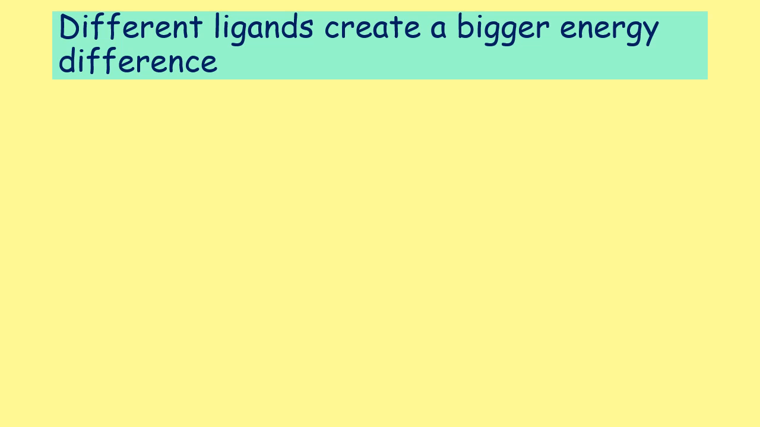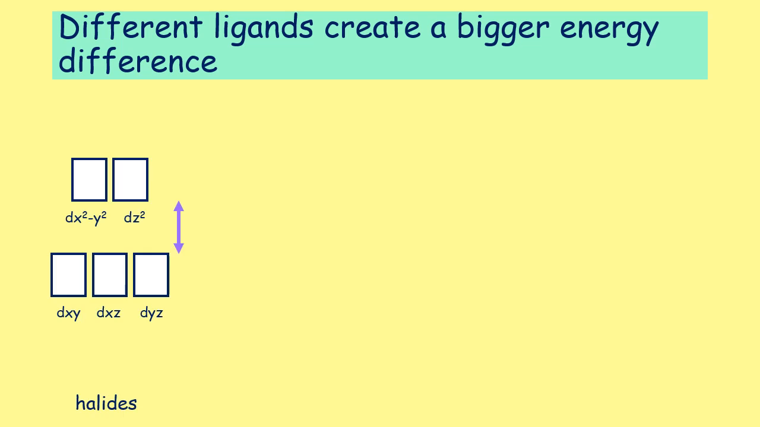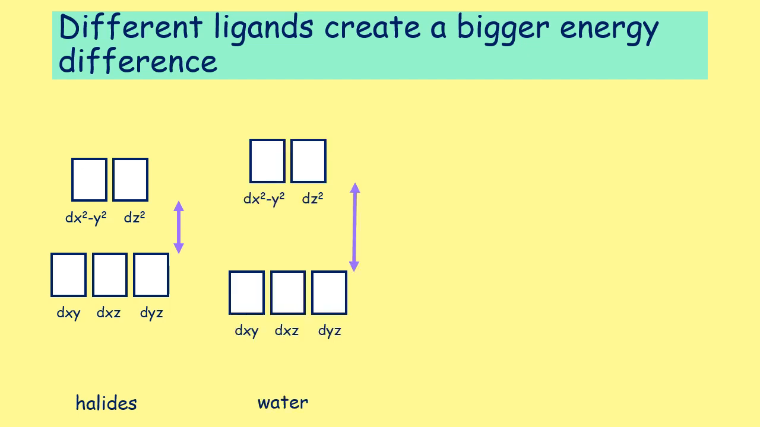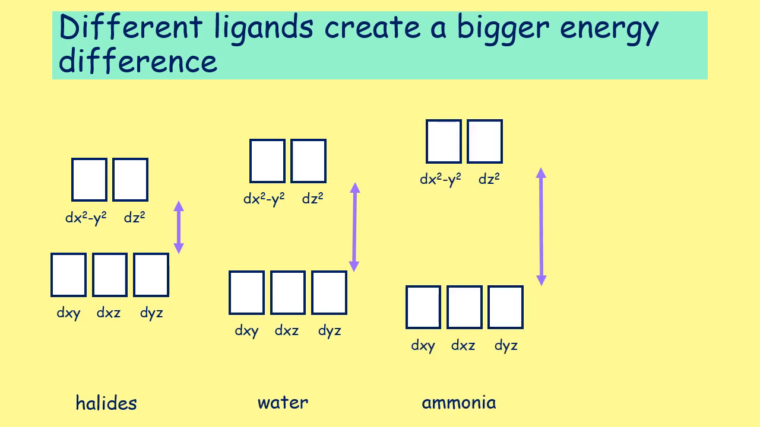Now, different ligands will create a bigger energy difference. Some ligands are able to make those orbitals split a lot, and some will make them split a little. So here's just a pattern. For halides, the gap is quite small. Then we have things like water, and also in this category would be any other ligand that bonds through an oxygen atom. We can see it gets a bit bigger.